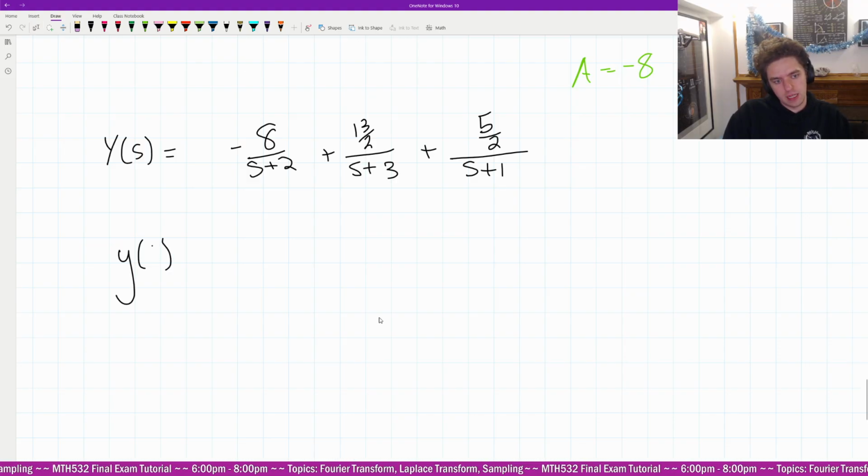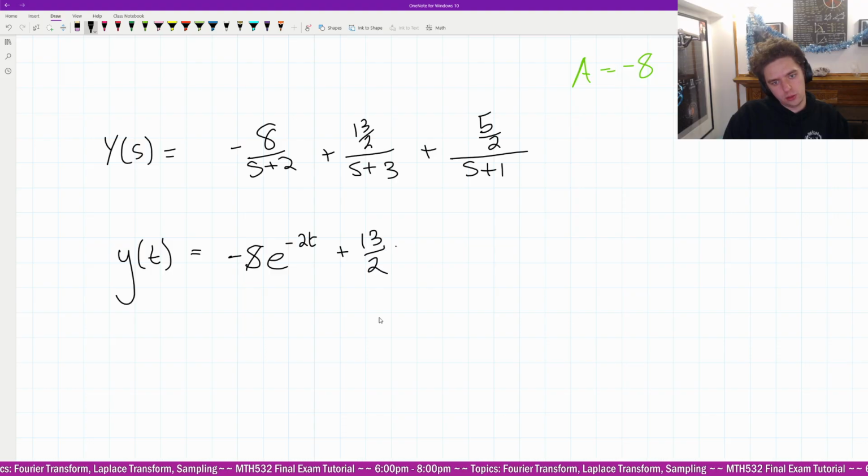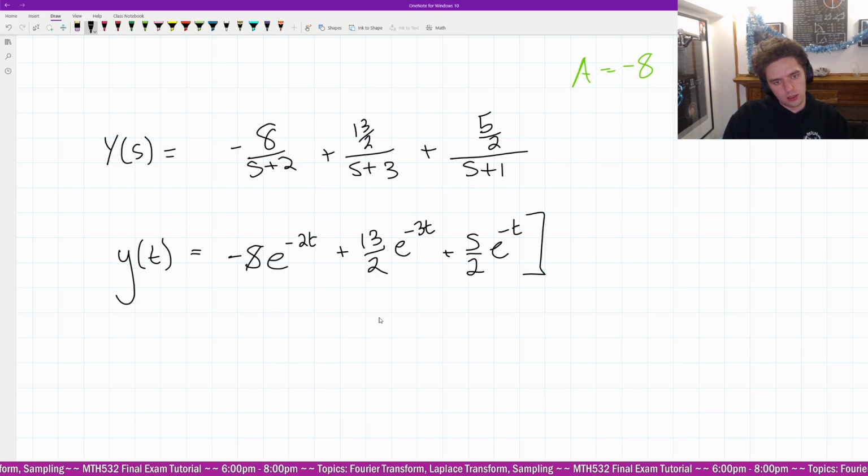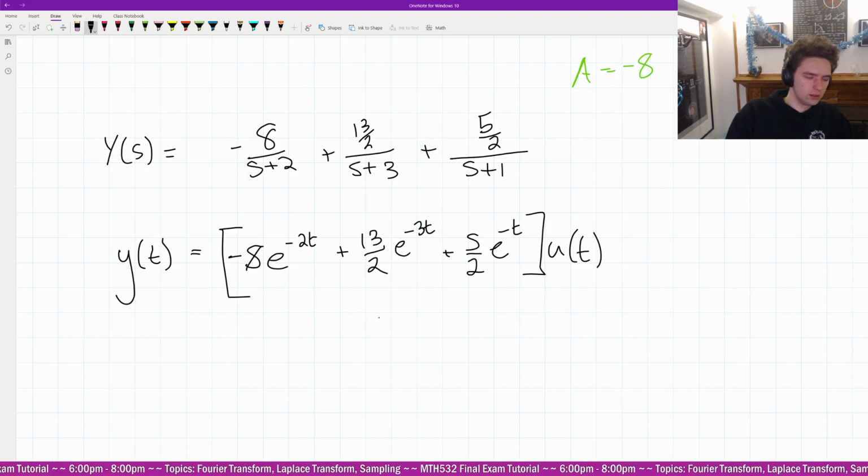Okay, so now I'm going to do the inverse Laplace. Y of t is negative 8 e to the negative 2t. I'm going to put a u of t on everything after, so just leave it like that for now. Plus 13 over 2 e to the negative 3t, and 5 over 2 e to the negative t, and all of this times u of t, because it's a unilateral Laplace dealing with causal stuff. So there we go. That's a 5, by the way. That is my y of t, the output of the system.